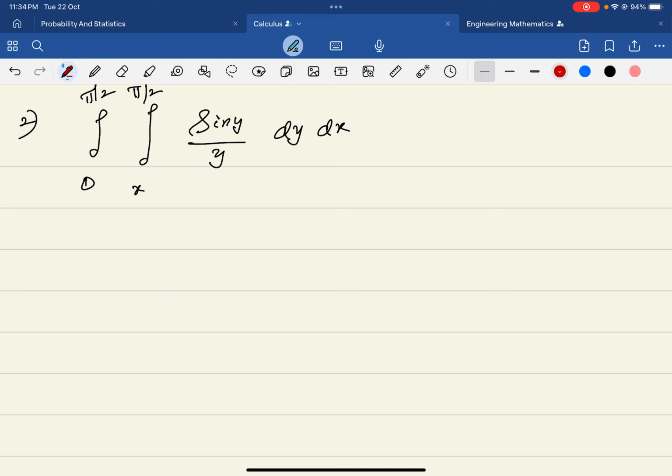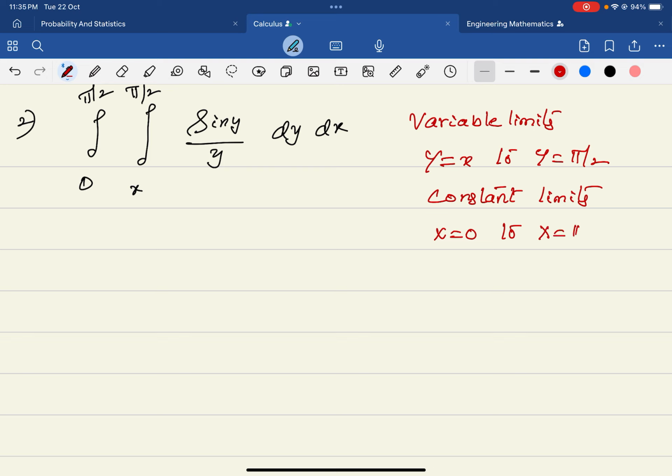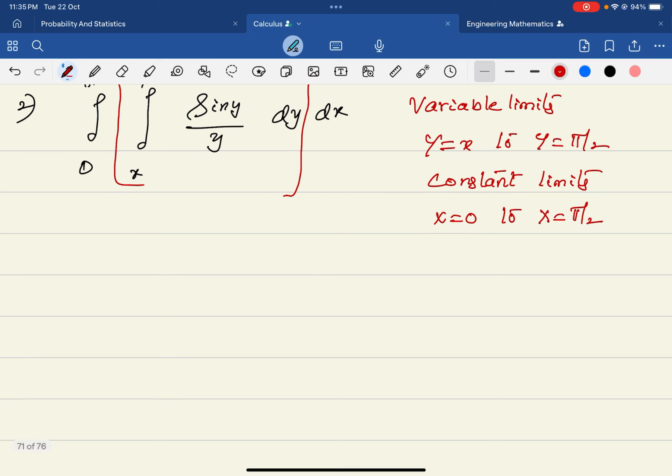Now what are the limits? One by one, write down. What are the variable limits here? The variable limits are y is equal to x to y is equal to pi by 2. What are the constant limits? The constant limits are x is equal to 0 to x is equal to pi by 2. These are the constant limits. Now what we do, we just put a bracket first. Try to put the bracket and then we will understand. Now let us draw the figure. What is the figure now?